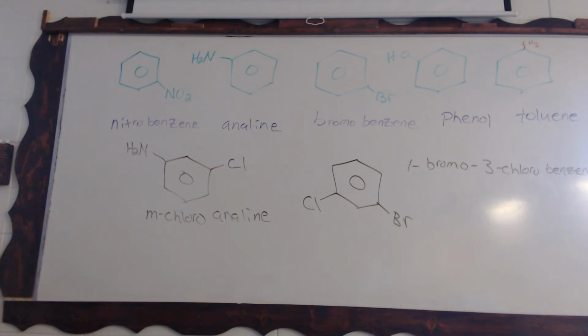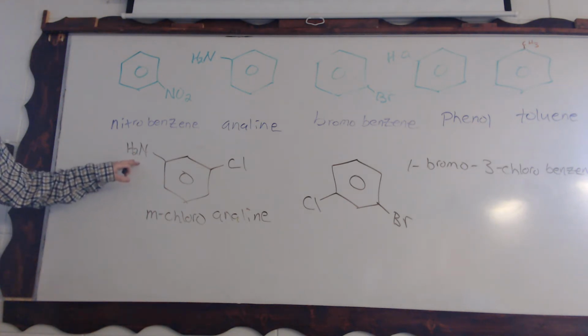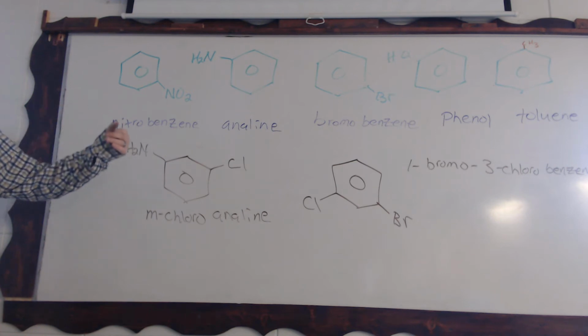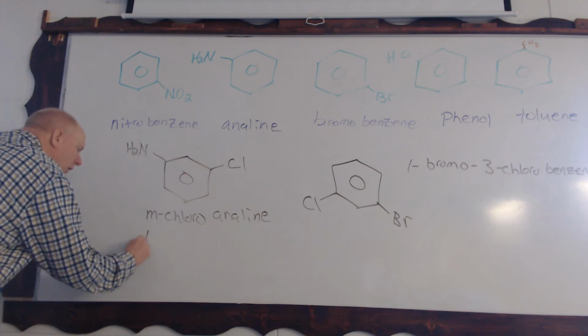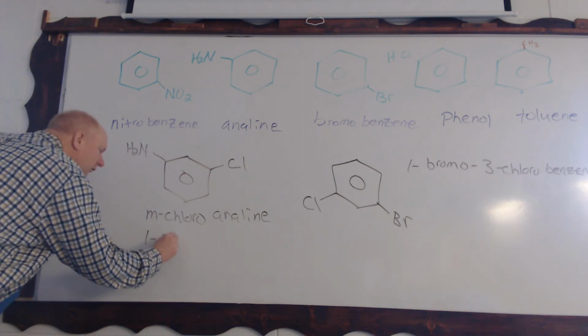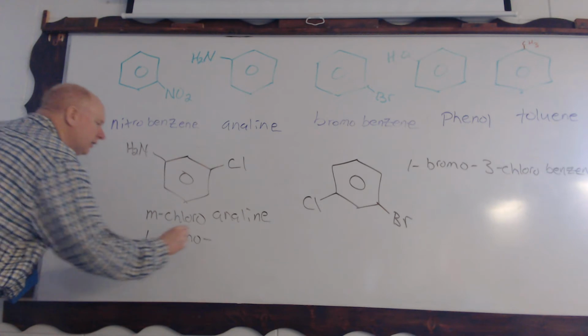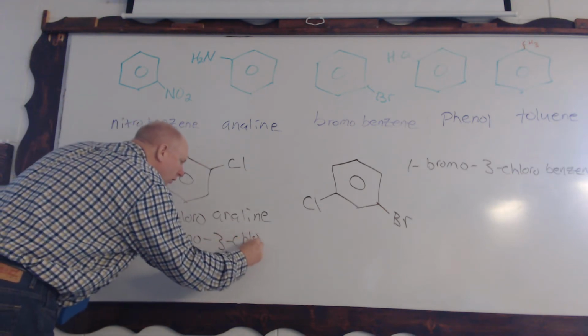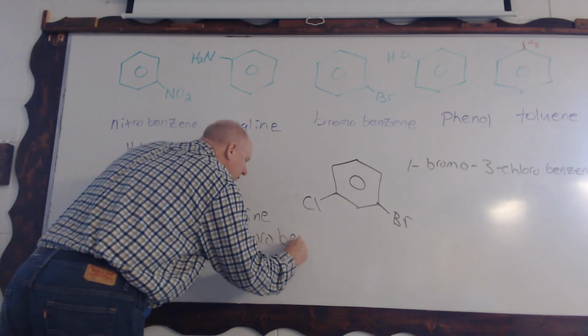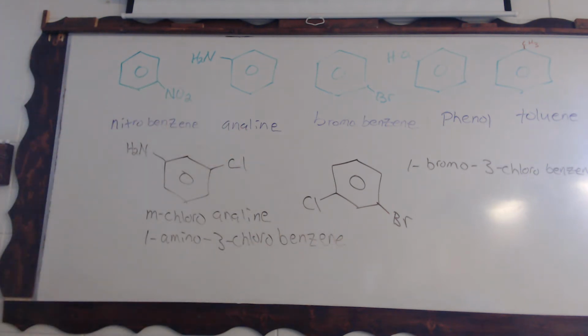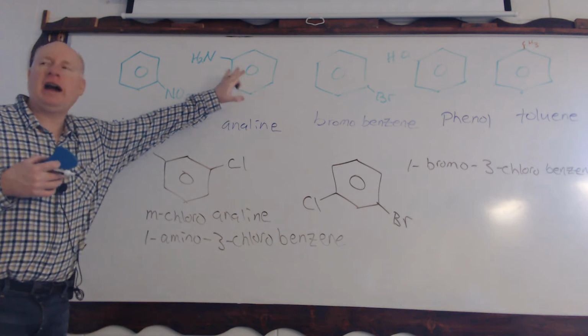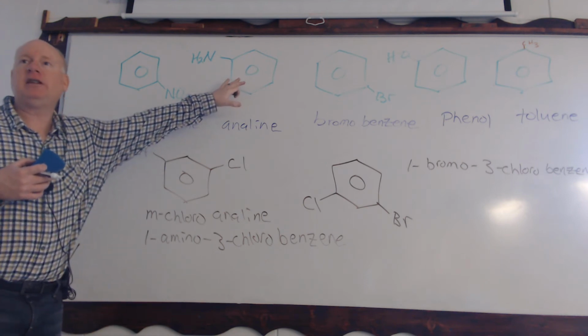Then you're going to name this as an amino group instead, and there it gets to be a lot more confusing. In other words, what you would have to do is this: 1-amino-3-chlorobenzene. Okay, so which one in your estimation looks like it's easier to deal with? Probably the top one. That's why we say it's better to know these as the common names. It makes it much easier.